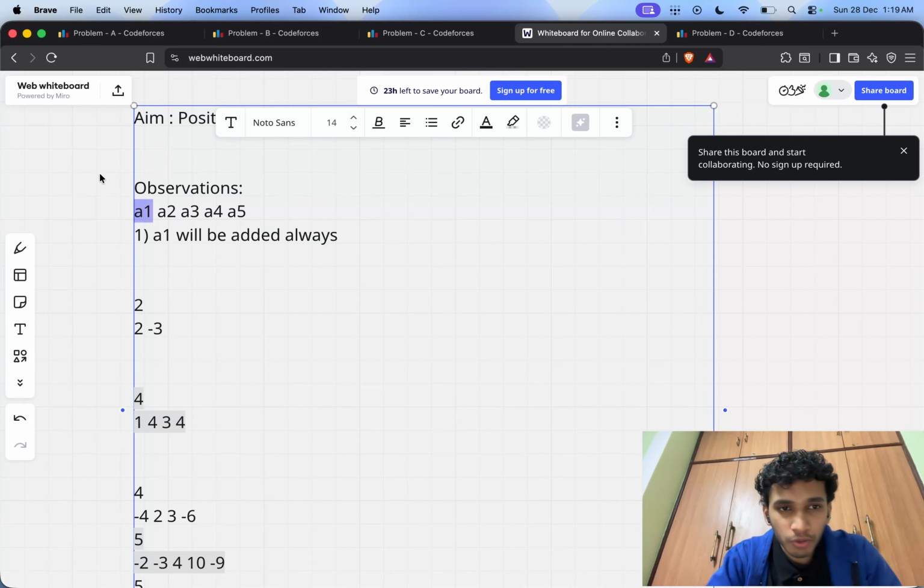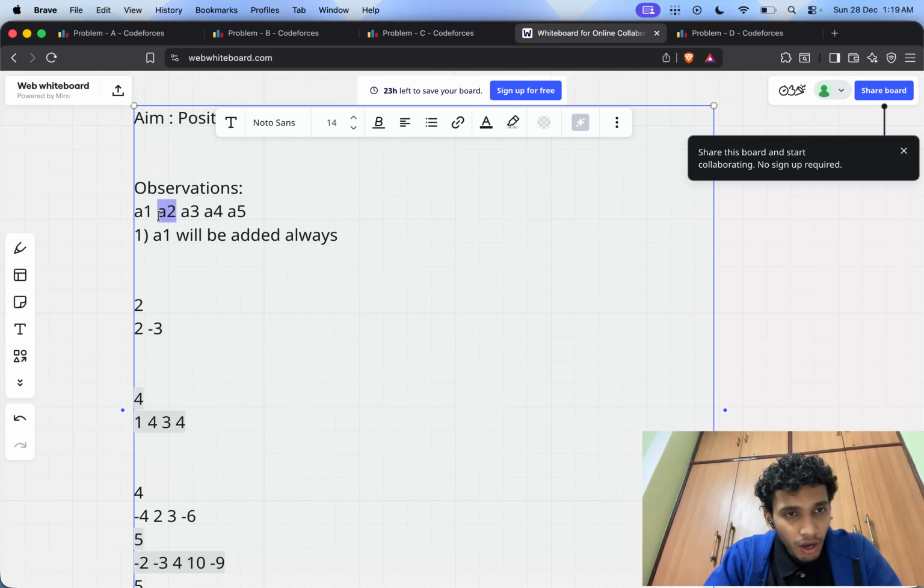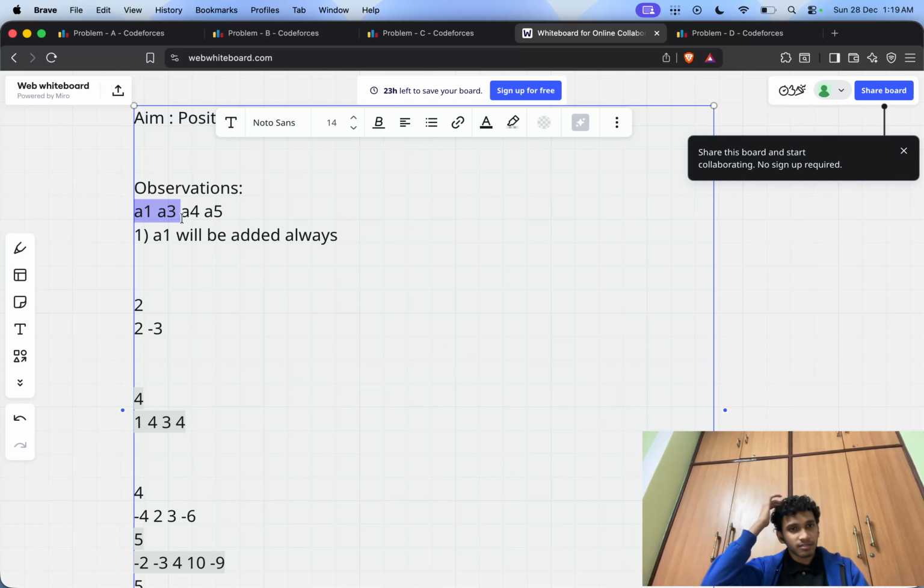Now, what about A2? If Santa wants A2 to be added, he will first remove A1. Now A2 becomes the first element, so add A2. If Santa wants A2 to be subtracted, Santa can remove A2 right away and then subtract it from the current number, and the array becomes like this.